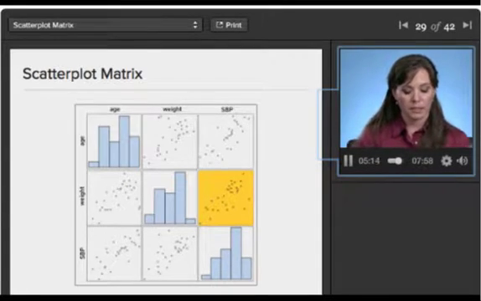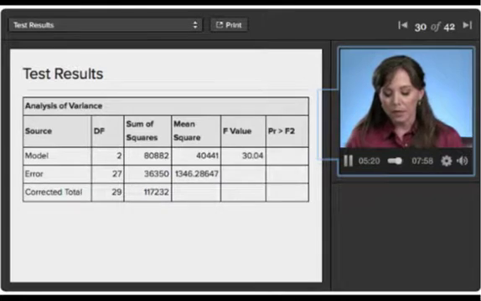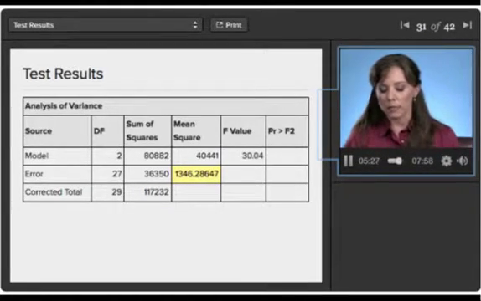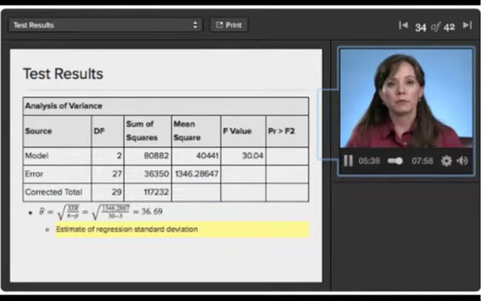But let's look at the significance test. From the output, we have this analysis of variance table at the top. And by the way, we see that we have this mean squared error in the table. It's 1,346. If we divide that by the associated degrees of freedom, which are 27, and take the square root, we get our estimate of the regression standard deviation. That's the estimate of the constant variance that should hold for all response variables for all values of x.